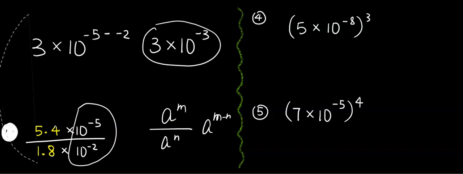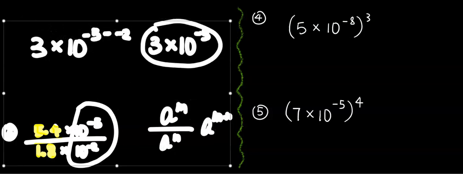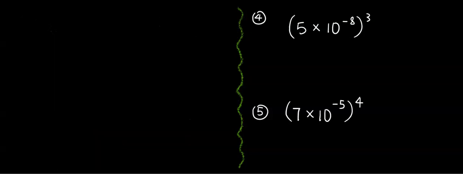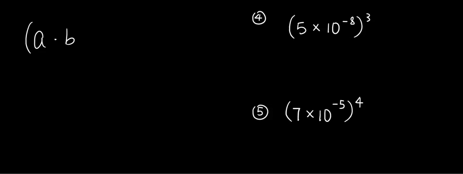All right, let's look at question 4. Question 4 says 5 times 10 to the negative 8th power, in parentheses, with power 3 there. Did you remember this? Two numbers in parentheses with a power: give the power to A, give the power to B. That is the whole idea.